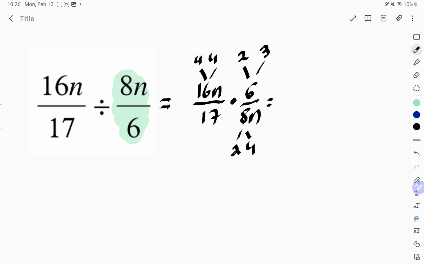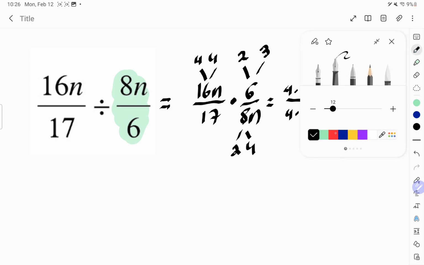Let's go ahead and rewrite our fraction now. On the top I'm going to have 4 times 4 times 2 times 3 times n. That's my factors on the top. Factors on the bottom is going to be 4 times 2 times 17 times n. There we go. Now we have everything done on the bottom.